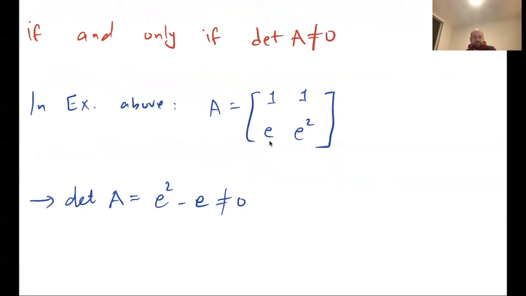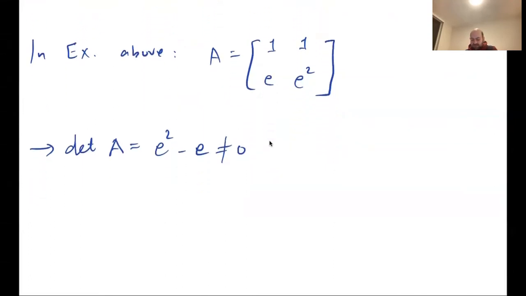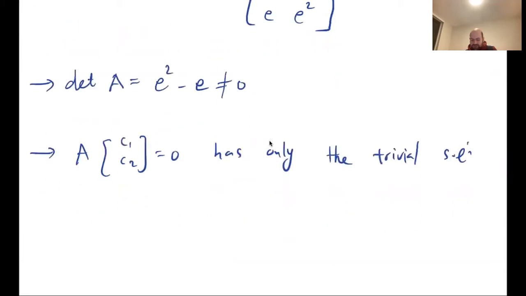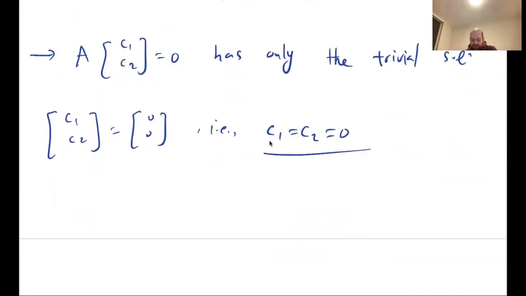e is like 2.7 something, right? So e to the power 2 will be definitely different than e itself. So e squared minus e is non-zero. And determinant A is non-zero, that means A is invertible, and therefore A times C1, C2 equals 0 has only the trivial solution, C1, C2 equals 0, which means that C1 and C2 are both 0. And that's exactly what we wanted to show.